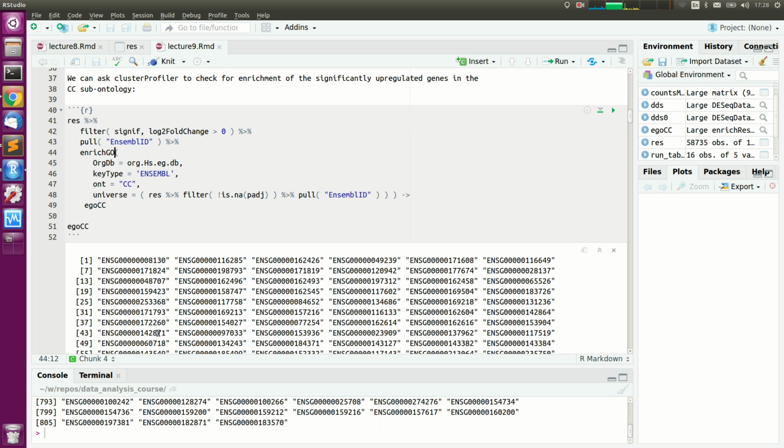And now I hand this to the enrichGO function. The enrichGO function wants a list of Ensembl IDs, and then it wants a few more things. It wants a database which tells it how to annotate gene ontology to genes, and here it takes this org.Hs.eg.db.